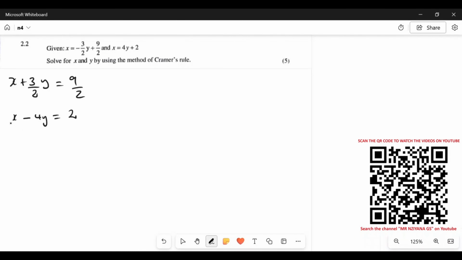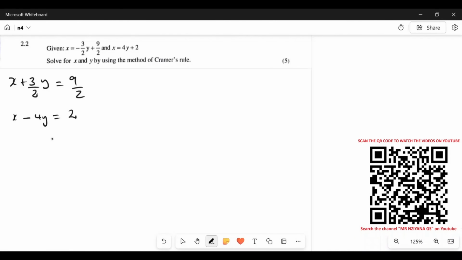Guys, I would advise you, for both of these equations, if you are given them in this manner where you need to rearrange your equations, make sure that the first terms of these equations are x variables and the second terms are y variables, of course on the left hand side. Then make sure that everything is equal to the constant. As you can see, equation 1 is equal to 9 over 2, and equation 2 is equal to 2.